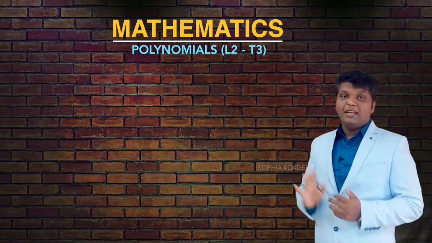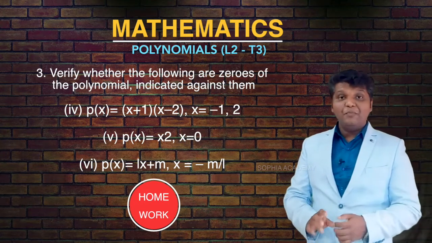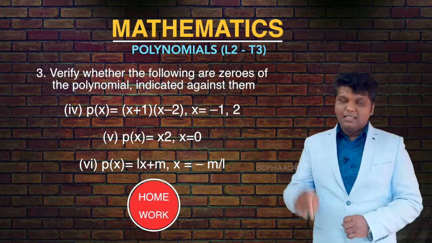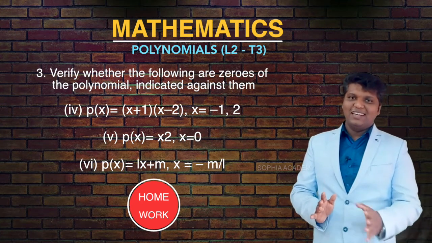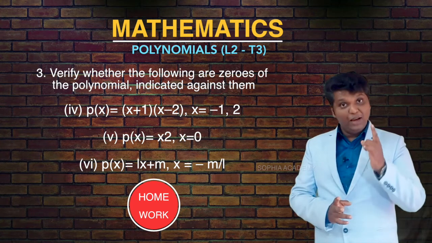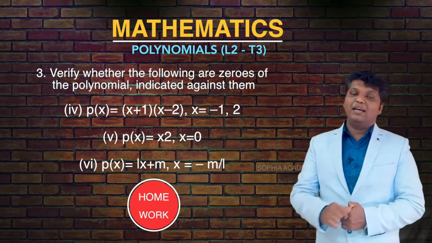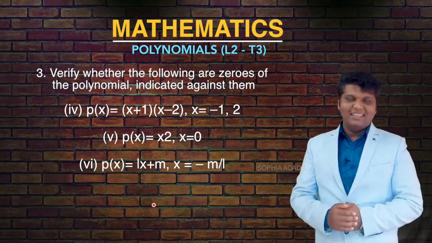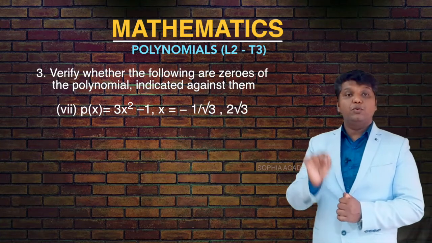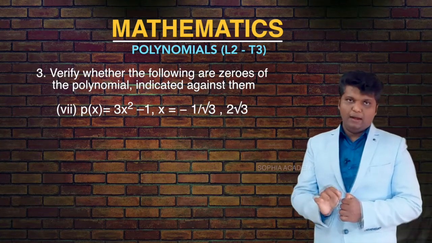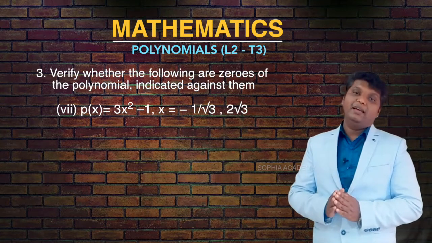Is that clear? Now question numbers 4, 5 and 6 you can do by yourself, try by yourself. As I said earlier, after completing that, check our notes, and from the notes make sure that the answer you got is correct as given in the notes. And if you have any doubts regarding this, you can come to the online section and ask our tutors. Okay, now going to a typical question, question number 7. P of x is equal to 3x square minus 1. We have to check x is equal to minus 1 by root 3 and 2 by root 3.